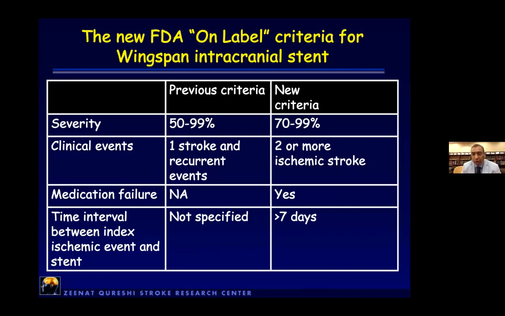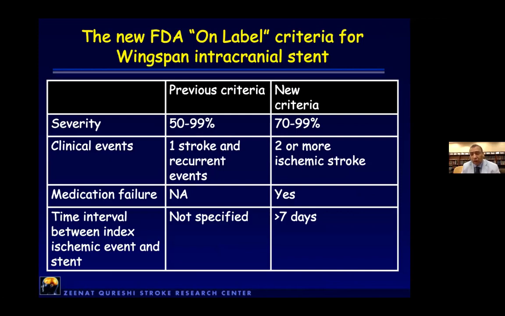So the FDA modified the criteria after the SAMMPRIS trial. Now they said that only 70 to 99% stenosis should be considered. 50 to 69% stenosis should not be considered. Patients had to have two or more ischemic strokes, so not just a transient ischemic attack, but an ischemic stroke. Patients had to fail medication, so the patient already had used an antiplatelet agent and still had recurrent ischemic events or ischemic strokes.